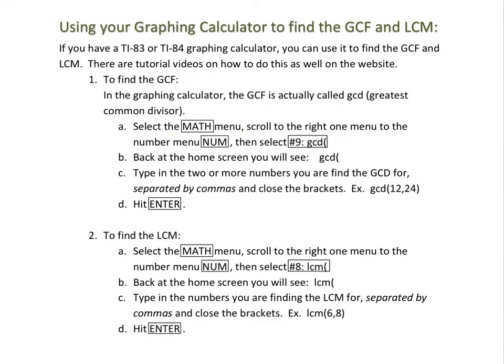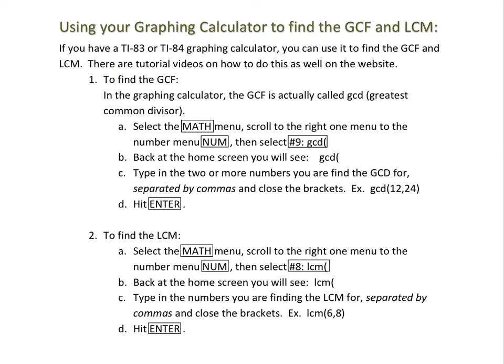Listing out all the factors or all the multiples of numbers can be a little tedious. So if you have a TI-83 or 84 Plus calculator, you can use it to help you find the GCF or the LCM of two numbers. There are tutorial videos on how to do this with calculator steps on the website, where you would also find these tutorial videos. But just a quick overview: to find the greatest common factor, it's actually called the greatest common divisor on the calculator. It's the same thing though.